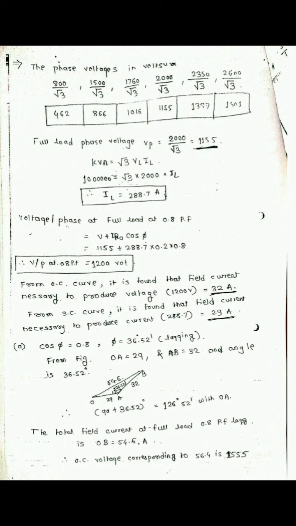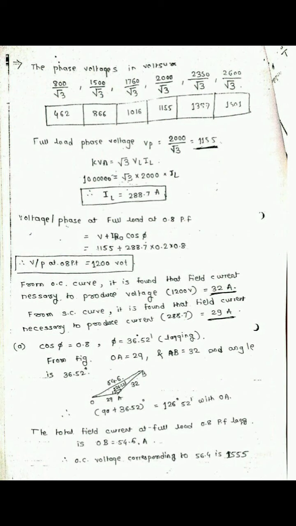After plotting the OCC and SCC characteristics, from the OC curve it is found that the field current necessary to produce a voltage of 1200 is 32 ampere, and from the short circuit curve it is found that the field current necessary to produce the current of 288.7 is 29 ampere. From these readings we want to find the percentage full load regulation for the given problem.